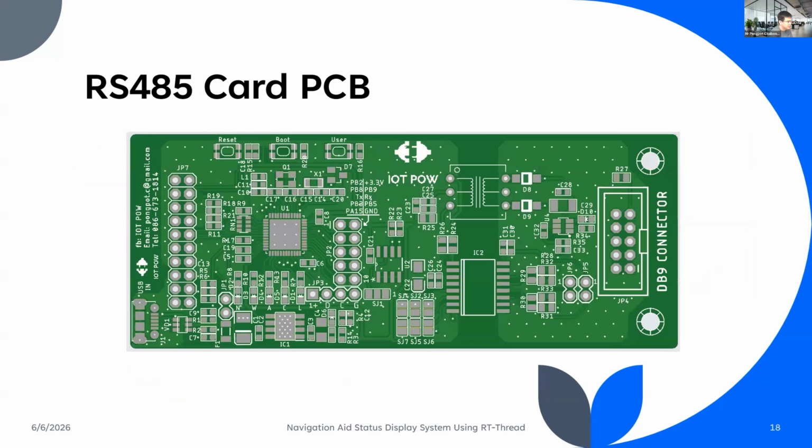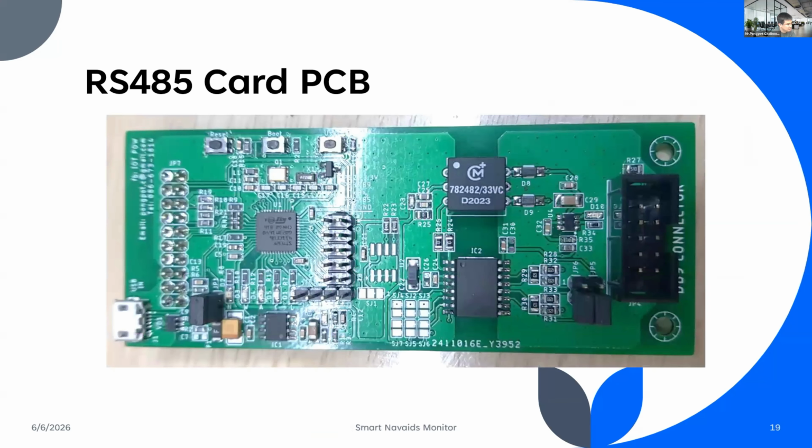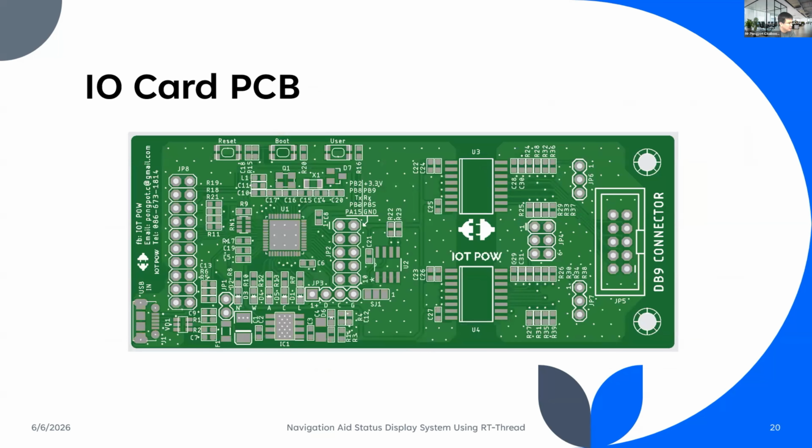This is a picture of the PCB. You can see the left-hand side is the non-isolated barrier, and the right-hand side is the isolated barrier that connects to the output. So the left and right sides are not connected directly. They connect via the isolation chip between the two barriers. IO is the same as RS485.